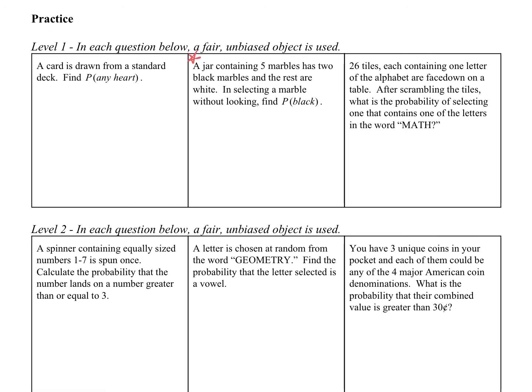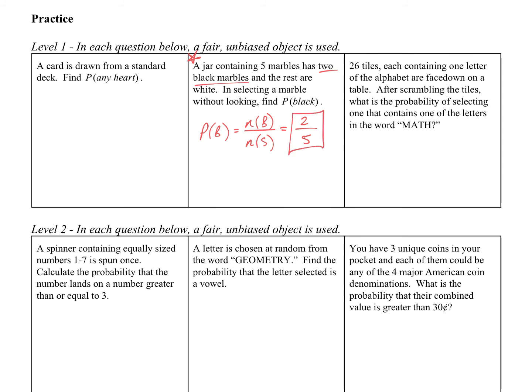A jar containing 5 marbles has 2 black marbles, and the rest are white. In selecting a marble without looking, find the probability of pulling a black marble. So if we want to know the probability of a black marble, the first question is, how many black marbles are there? Well, it tells us there are 2 black marbles. So there are 2 marbles in this jar that are black, and the rest are white. Now they told us that the jar contains 5 marbles, so that's the number of elements in the sample space. The probability then of pulling a black marble is 2/5.